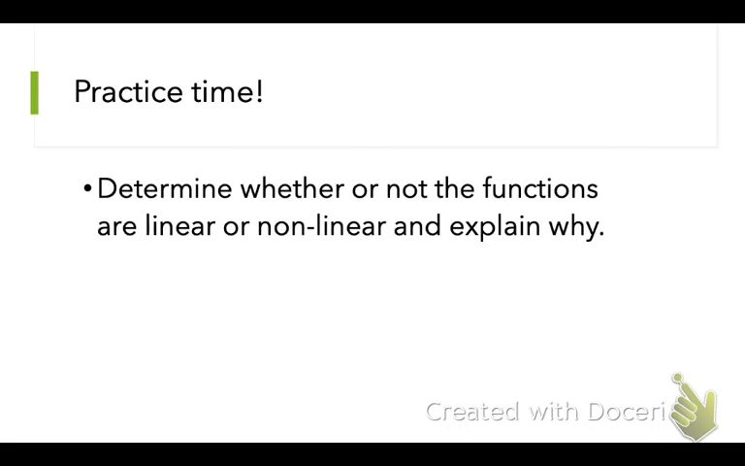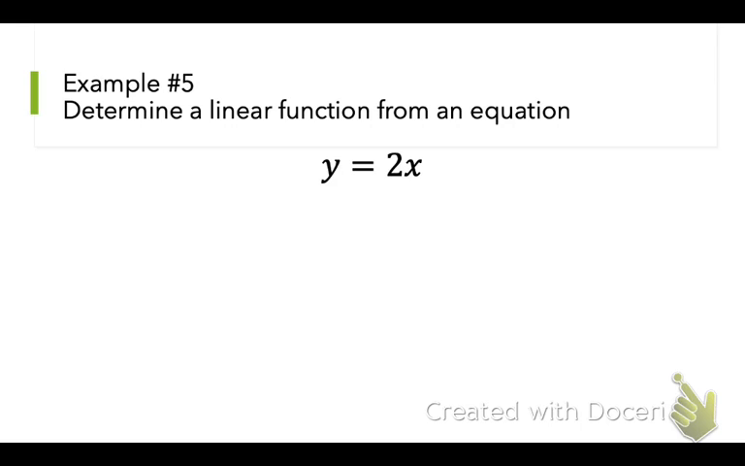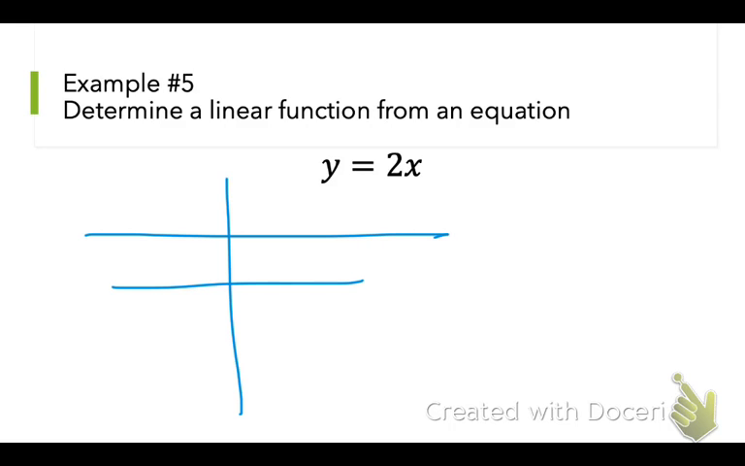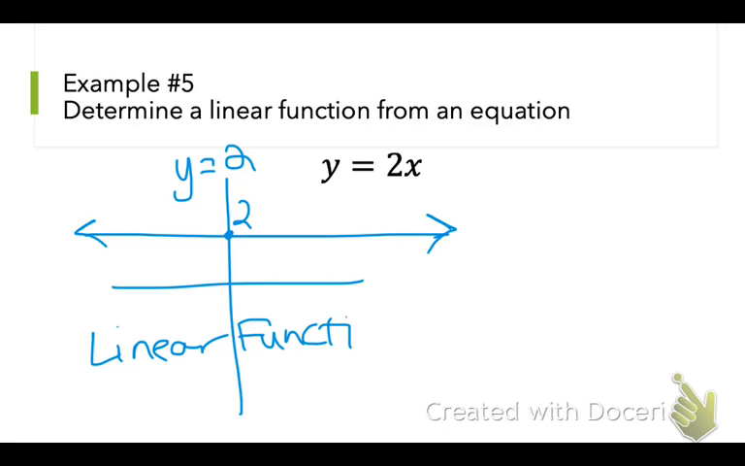Alright, I'm skipping example 5, and I'm going to be actually talking about horizontal lines versus vertical lines. So, if I have a horizontal line that goes through, let's say y equals 2, a horizontal line is a linear function because the x's never repeat.